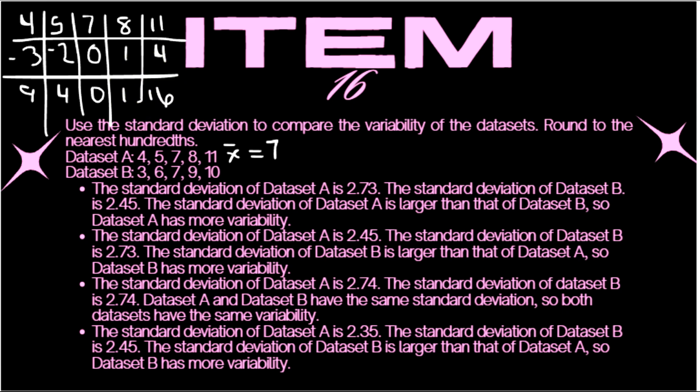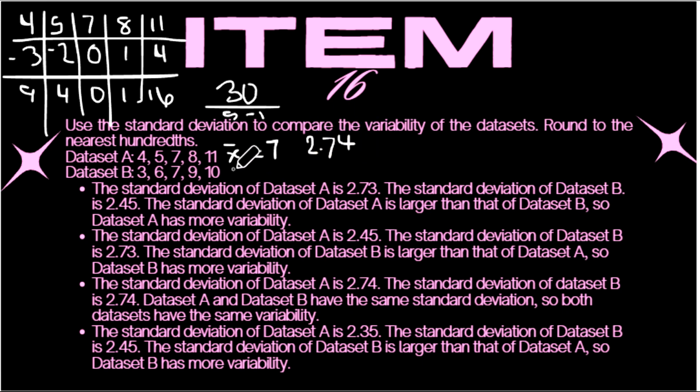Now we need to add all of these together. So 9 plus 4 plus 1 plus 16 gives us 30. And then we're going to divide that by n minus 1, so 5 minus 1, which gives us 30 divided by 4. That gives us 7.5, and we want the square root of that, and that's going to give us 2.74. They're going to the hundredths.